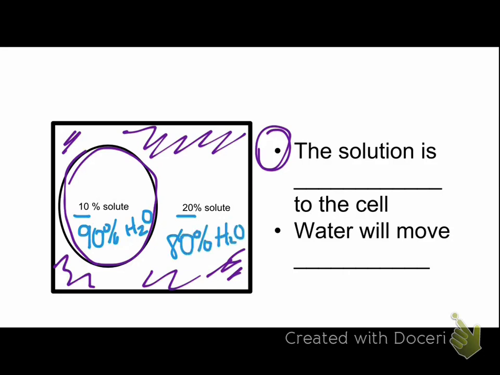Now, when determining this solution, if it's hypertonic, hypotonic, or isotonic, we're going to compare the outside to the inside. So the outside in this situation is 20, 10% inside. So the solution that the cell is in has a higher concentration, which means that it is hypertonic.